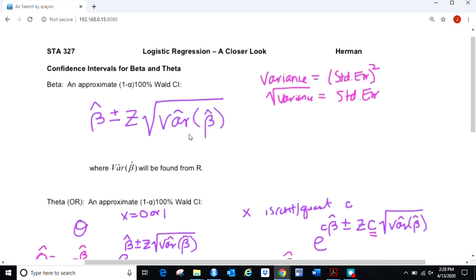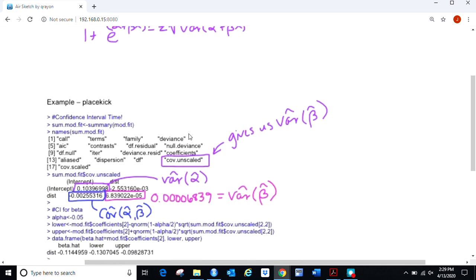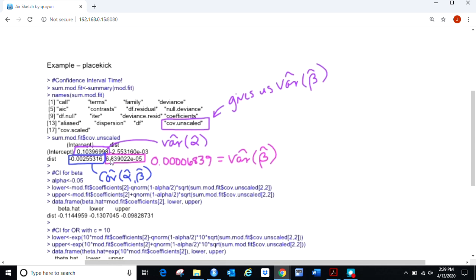One of the things that we need is the variance of beta hat. And if you recall, we get that variance of beta hat from the variance covariance matrix that we used before, this cov.unscaled. It's going to look a little bit different this time, because now I not only have an intercept and distance, I'm also going to have that change variable showing up as well.